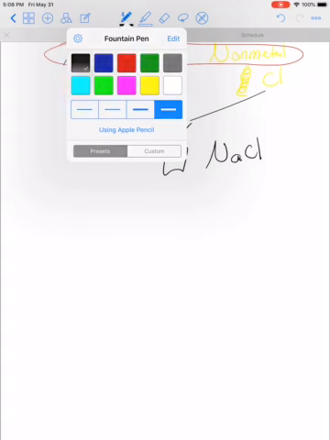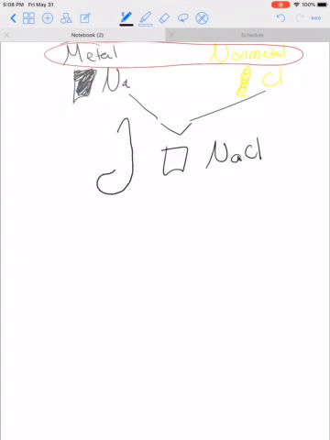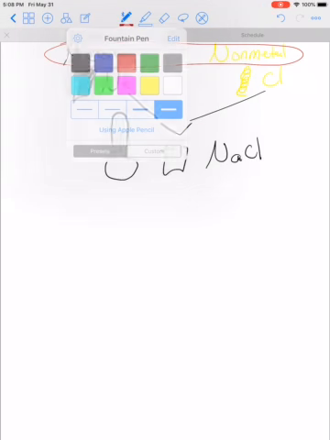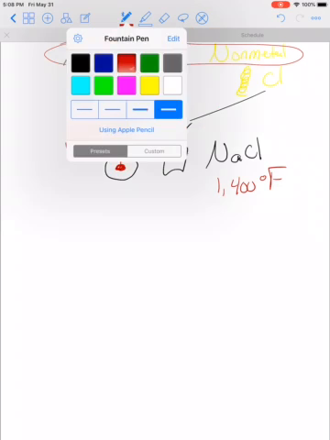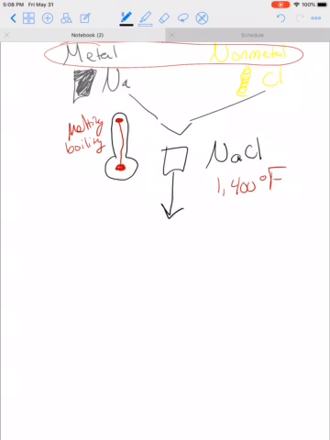First and foremost, salt and most ionic compounds tend to have very high melting and boiling points. Salt's melting point is somewhere around 1400 degrees Fahrenheit. This is not something that you would ever be able to reach in your own kitchen, okay? So ionic compounds generally tend to have very high melting and boiling points. And this is all because of how this metal and this non-metal bond together.